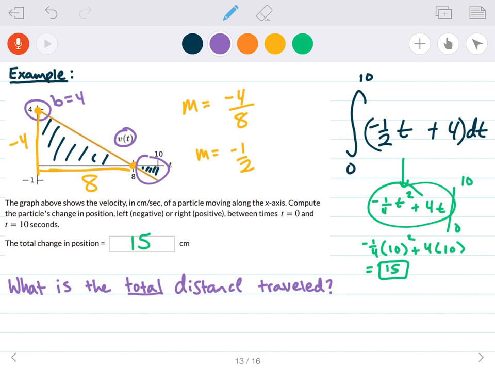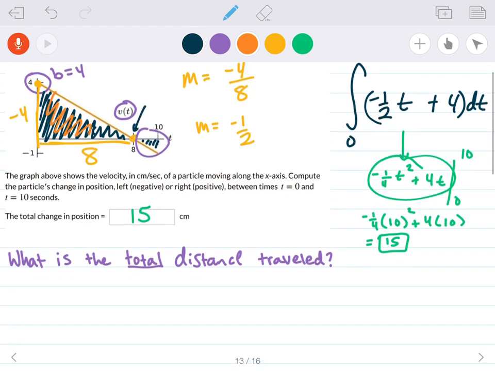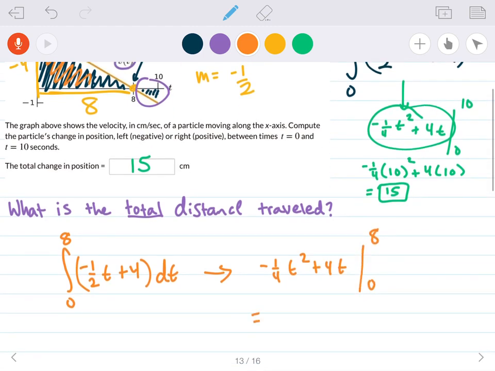What is messing with the signs is this part where the area starts to go negative right here. Here it's above the x-axis, and that's fine. So let's go ahead and compute that. We're going from x = 0, but we're stopping at x = 8, so that our negative calculation doesn't get weird. Again, I had this function that I was integrating with respect to t, and we found the antiderivative: -1/4 t squared plus 4t, evaluating from 0 to 8. Now if I plug in 8 for t, what I'm going to end up getting is 16.